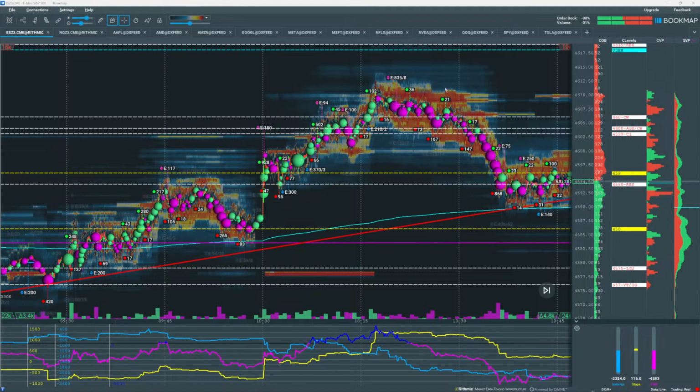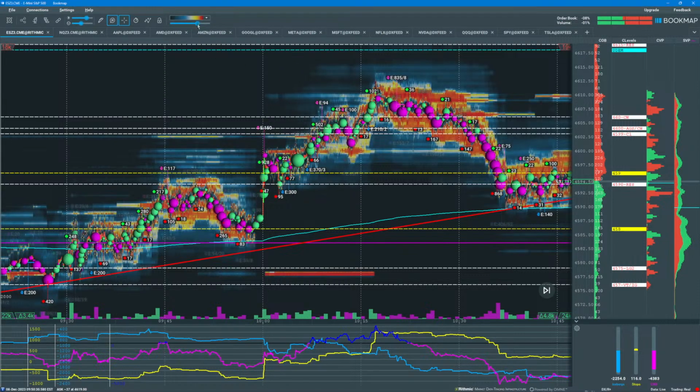First of all, the shift to magenta volume dots. A lot of aggressive sellers come in. Note the liquidity in the order book here. The heat map in Bookmap shows a history of the limit orders in the order book.